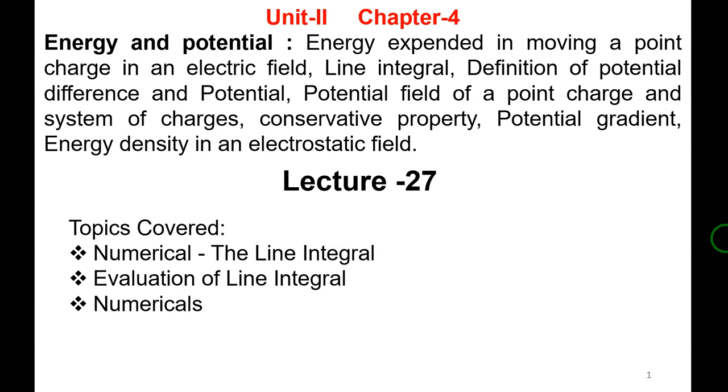Good afternoon, students. In the previous lecture, we derived the energy expended in moving a point charge in an electric field, right? We got two equations. The differential amount of work done dW is equal to minus Q E dot dl. And the total amount of work done W is minus Q integration of E dot dl, from initial position to final position. We have considered initial position as B and final position as A, B to A.